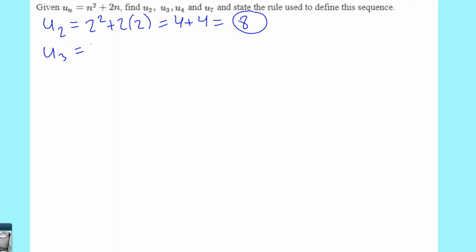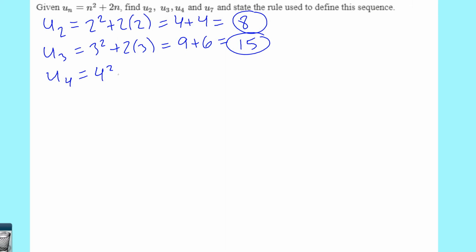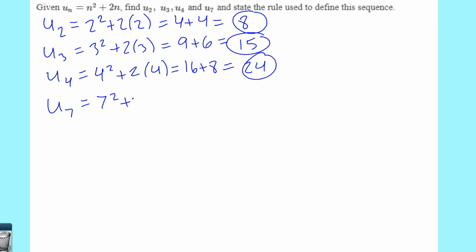Find the third term. 3 squared plus 2 times 3. That's just 9 plus 6. So we've got 15. Fourth term. 4 squared plus 2 times 4. So that's 16 plus 8. So now we got 24. And the 7th term, we would do 7 squared plus 2 times 7. And that would get us 49 plus 14, which is 63.